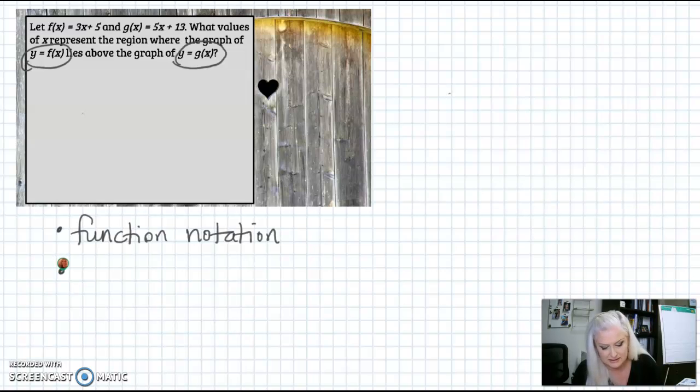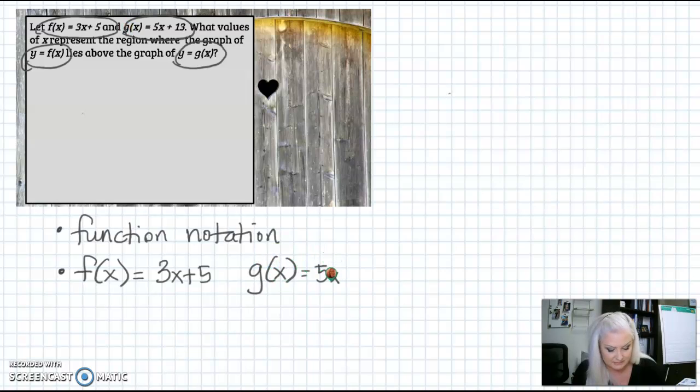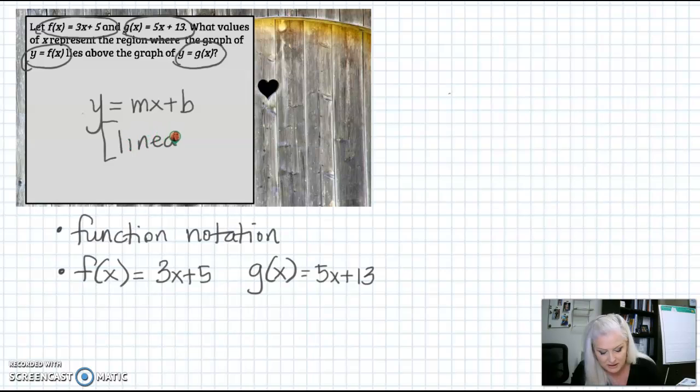Another thing that I noticed is at the beginning, they have f of x is equal to 3x plus 5, and g of x is equal to 5x plus 13. So in looking at these two problems, I'm looking at the form that they're written in, and since f of x is equal to y and g of x is equal to y, these are all in the form y equals mx plus b. And when they are in that form, we can say that these are equations for lines.